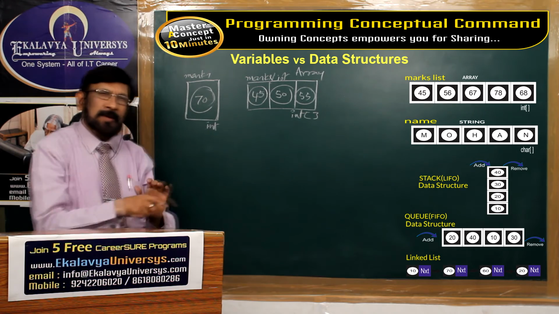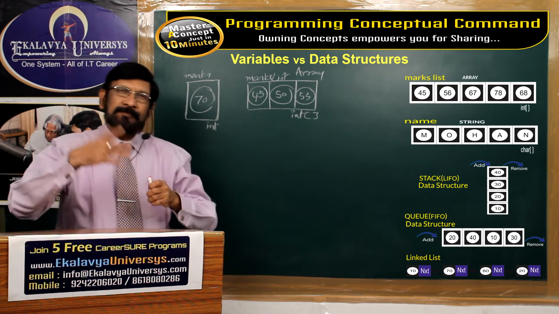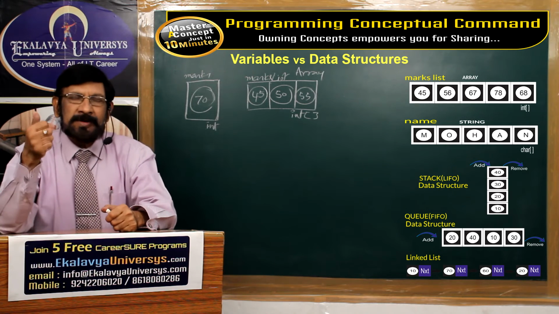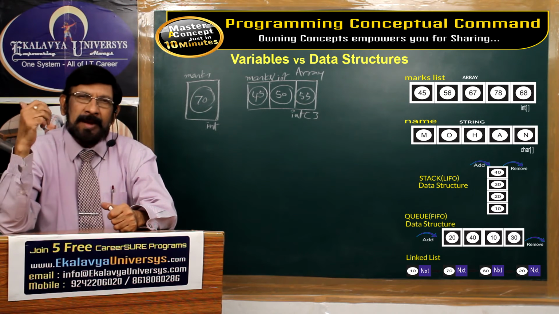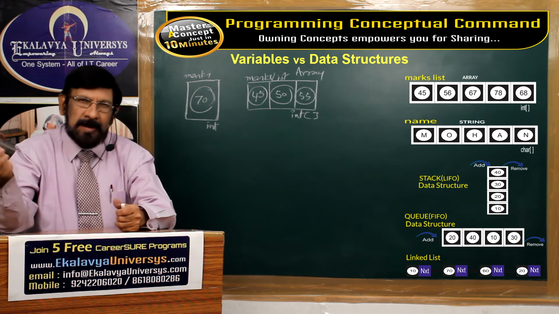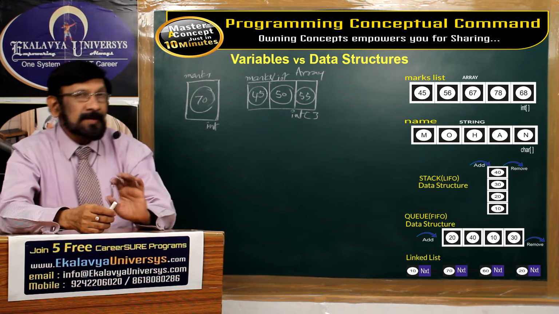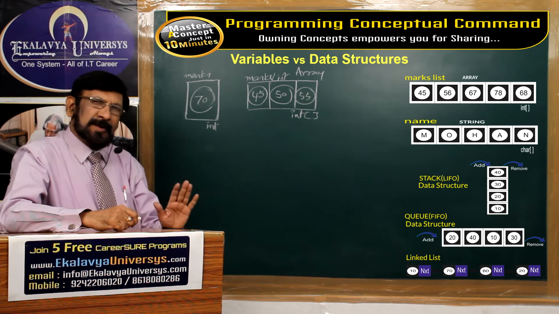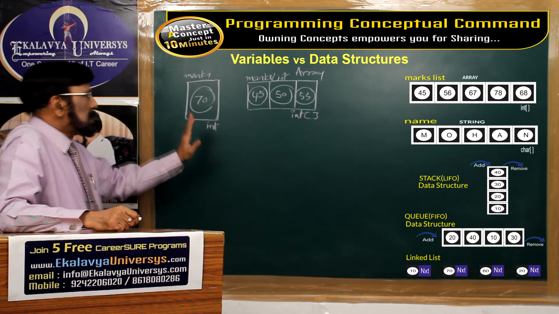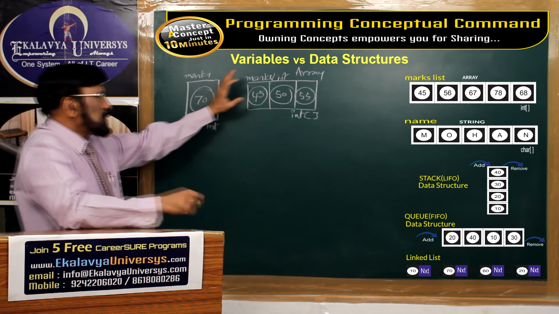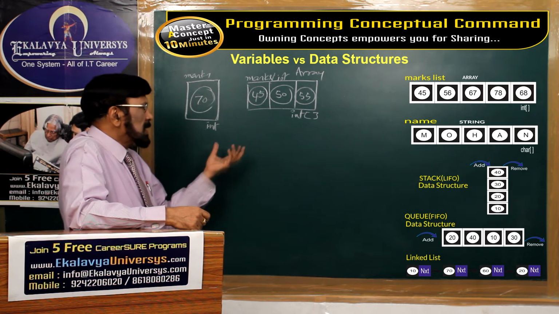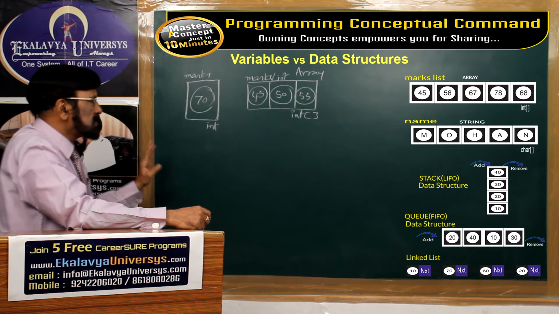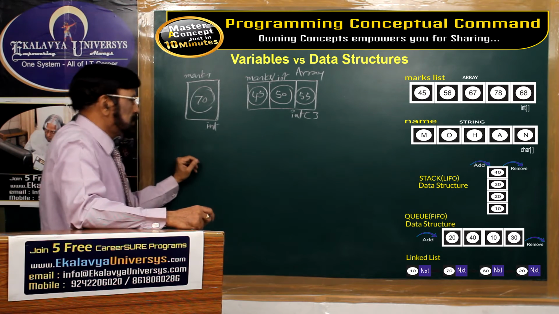But in real life, we use not only one container, but different types of containers, like briefcase, suitcase, backpack, trolley bag, gunny bag. Why we are using different types of containers, you know very well. Here in programming also we use different data structures, and I just introduced them briefly. In the next concept I give you a detailed explanation.